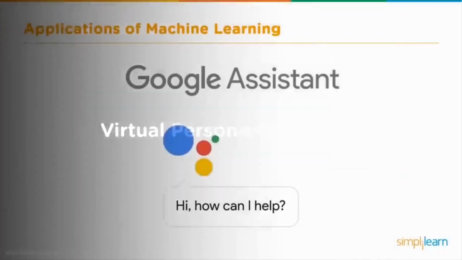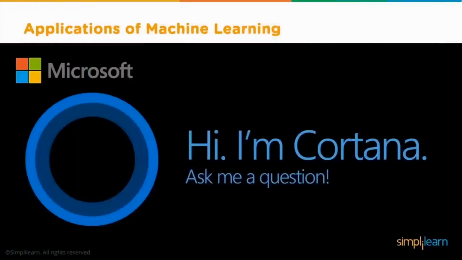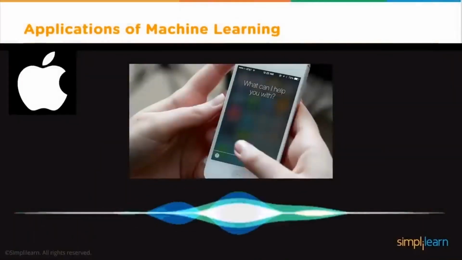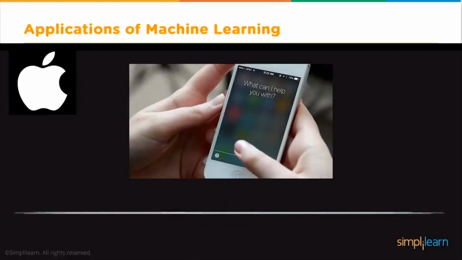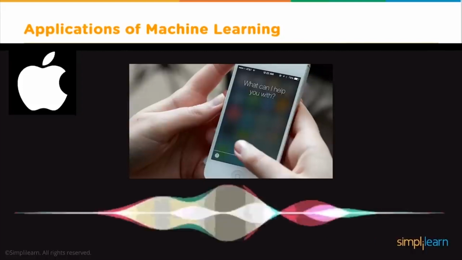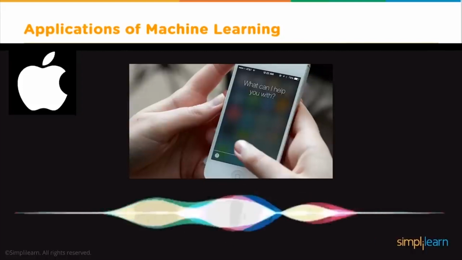First, let's talk about virtual personal assistants. Google Assistant, Alexa, Cortana, and Siri. Now, we've all used one of these at least at some point in our lives. These help improve our lives in a great number of ways. For example, you could tell them to call someone, play some music, or even schedule an appointment. So how do these things actually work?